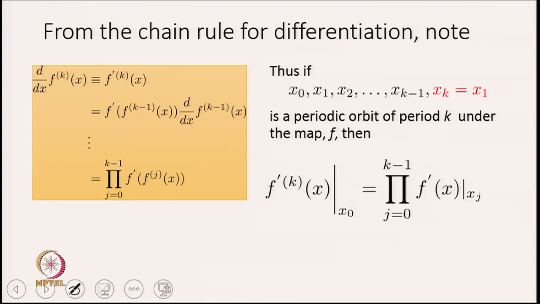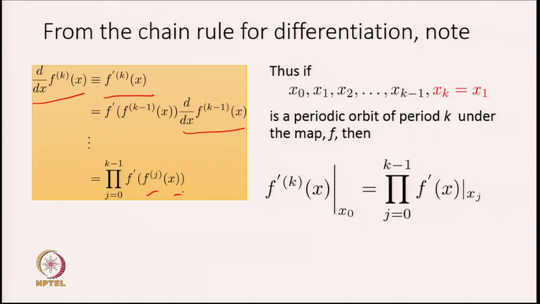Note, for example, that d by dx of f k of x, from the chain rule, and the notation over here is that I am putting a prime on the f k of x, is just equal to f prime of f k minus 1 of x times the derivative of f k minus 1 of x. Now, this of course is the same as this one with k going to k minus 1. So, recursively if we come down, we know that this is the product of j going from 0 to k minus 1 of f prime of f j of x.